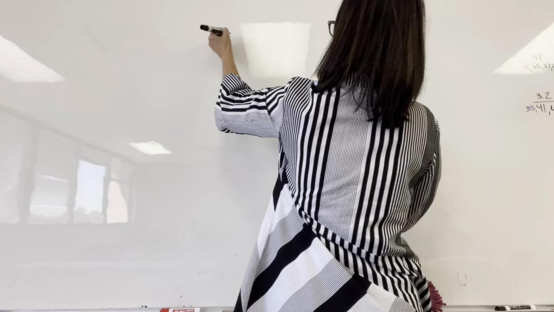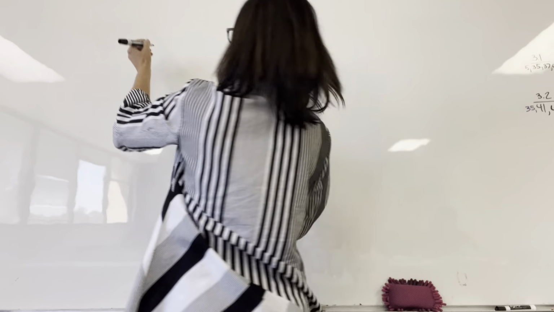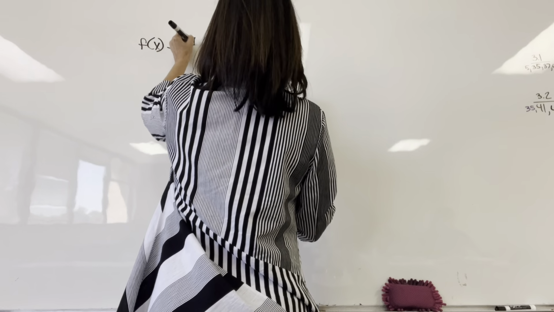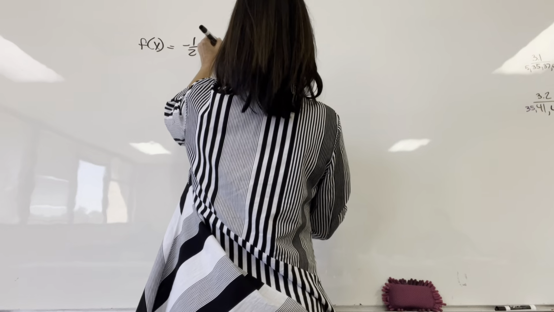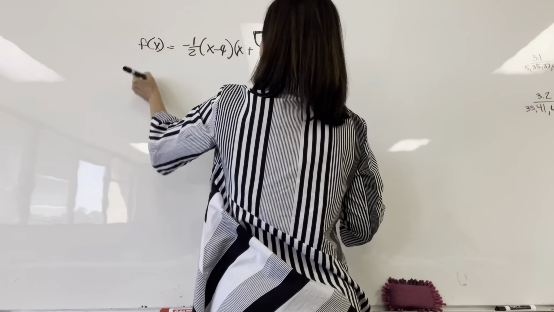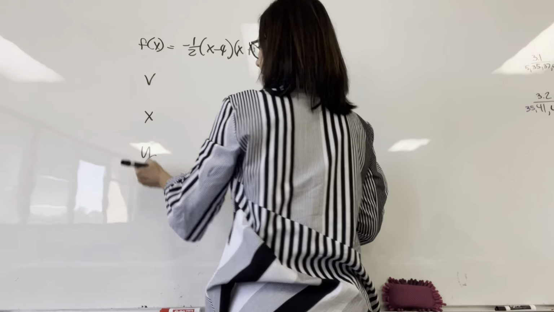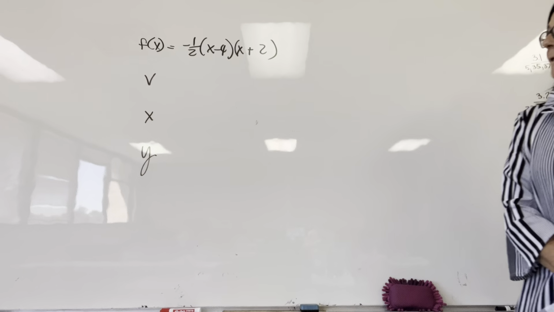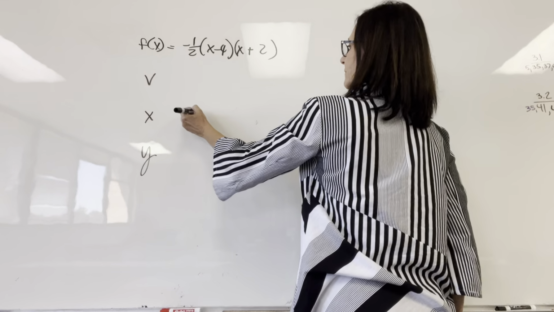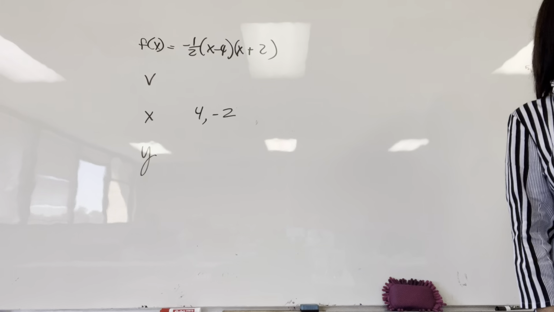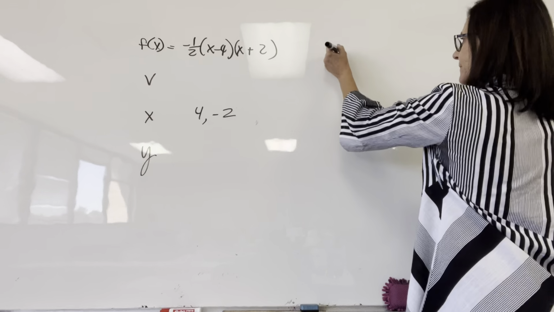All right, now look at the x-intercepts. You want the vertex, the x-intercepts, and the y-intercept. What do you already know? What are the x-intercepts? 4 and -2.